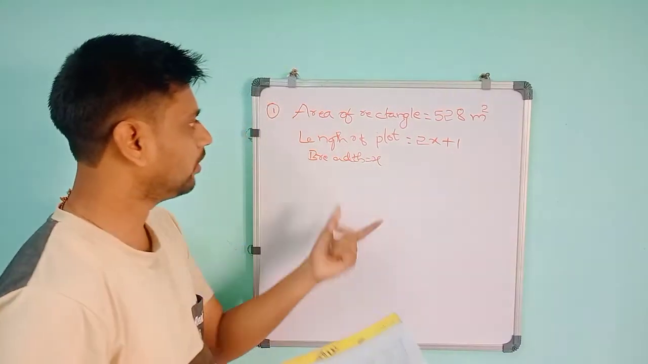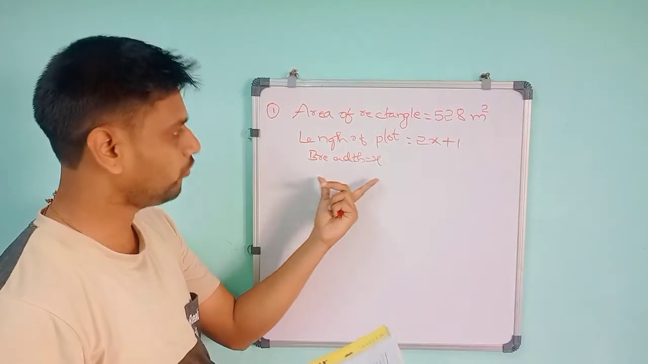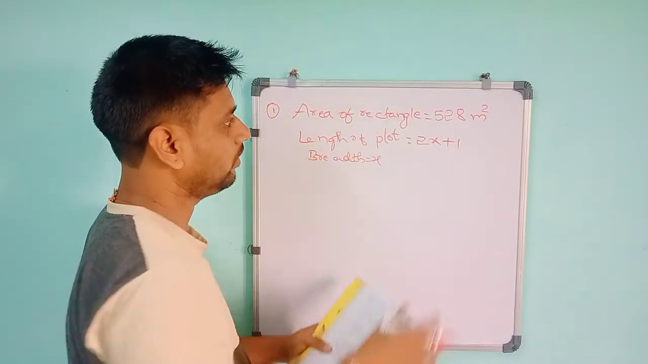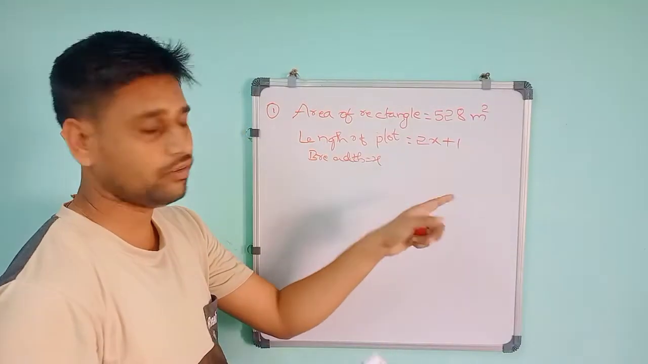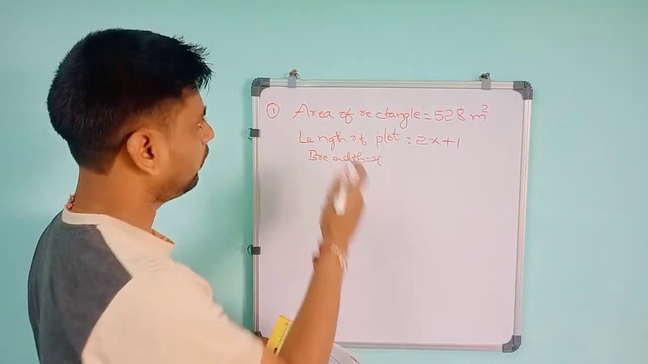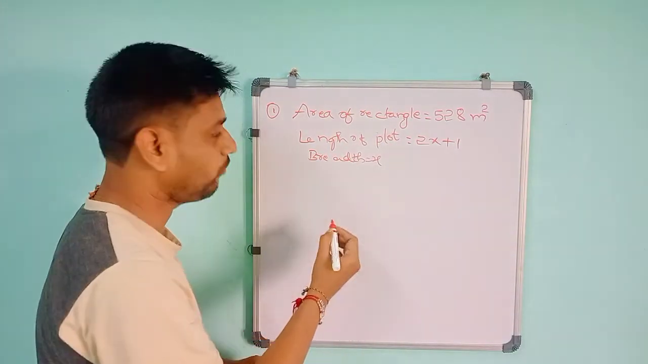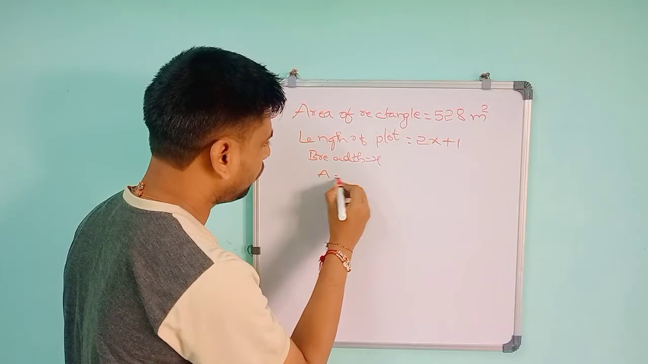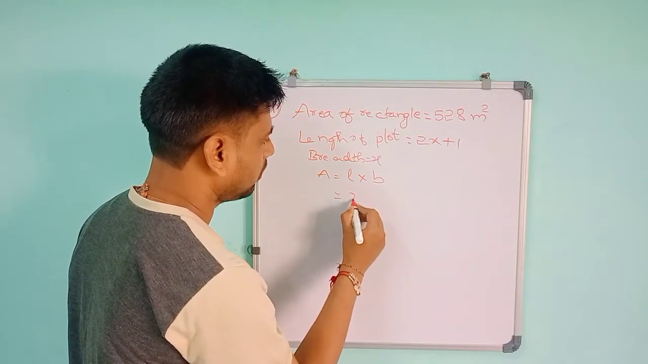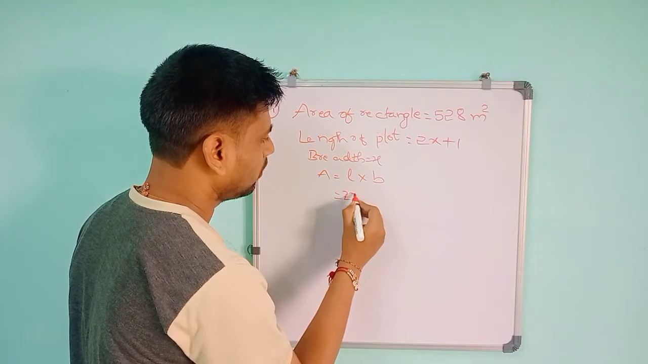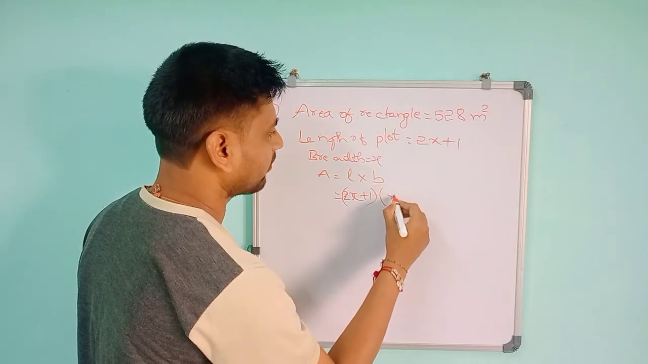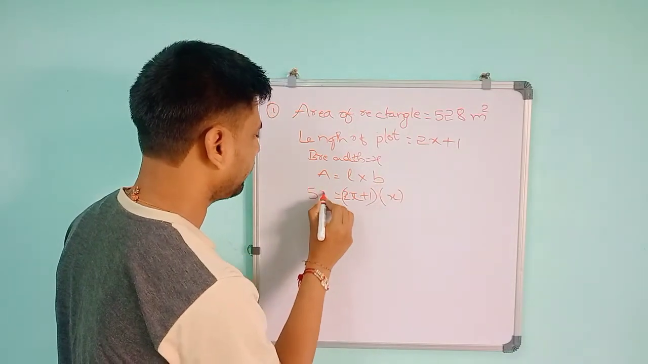So what they told, the breadth of the plot you take as x. If you take this one as x, they have given one more than means plus one. Then twice its breadth, so twice means you have to multiply by two. So 2x plus 1. For area of rectangle, you have to assume the formula. Area of rectangle is equal to length into breadth. So length here is 2x plus 1 and breadth is x. This is equal to 528.